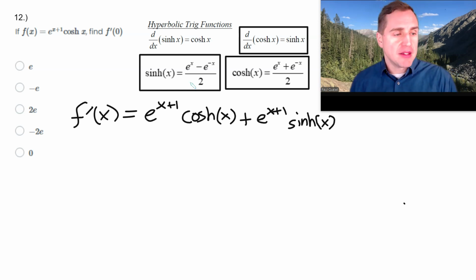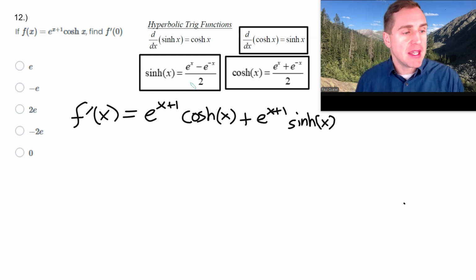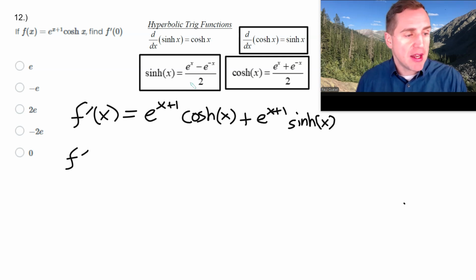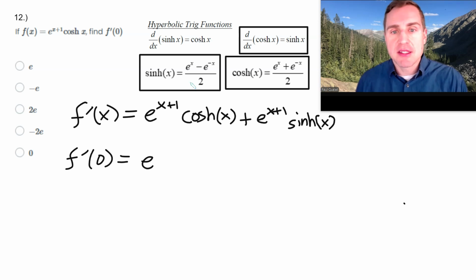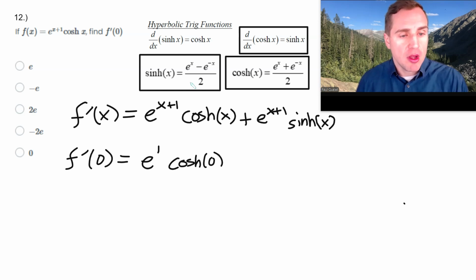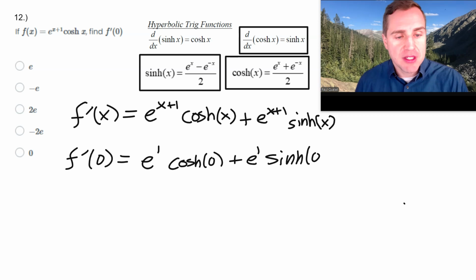Now that we have this, let's go ahead and plug in 0. So we've got f prime of 0 equals, that's going to be e, and then when we plug in 0 for x, we're just going to have e to the first, hyperbolic cosine of 0, plus e to the first, and then it's going to be hyperbolic sine of 0.